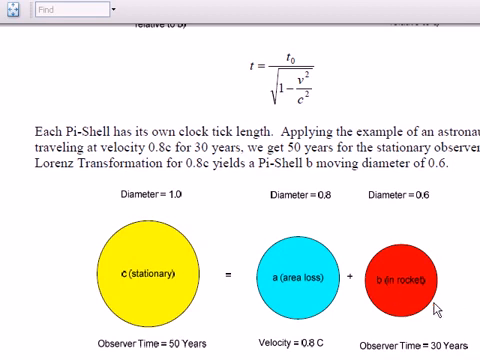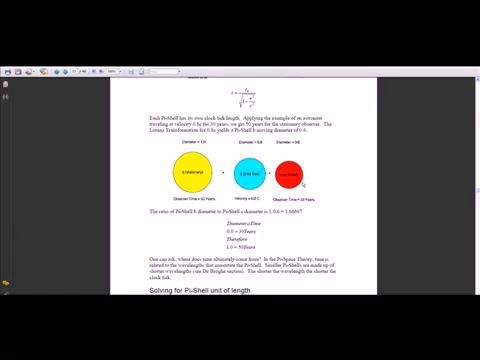Here we go. So we have the person in the rocket, traveling at a particular velocity, which is 0.6 of the speed of light. On Earth, you get 50 years of time, and on the spaceship, you get 30.